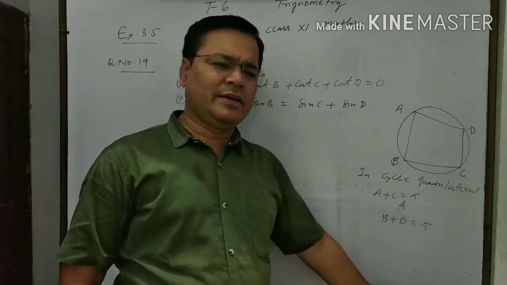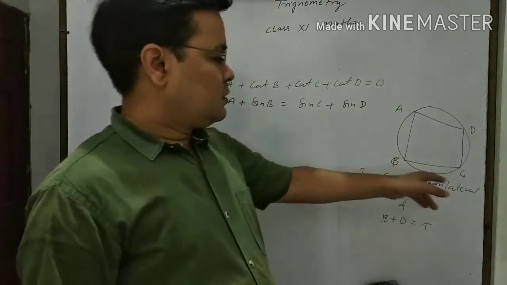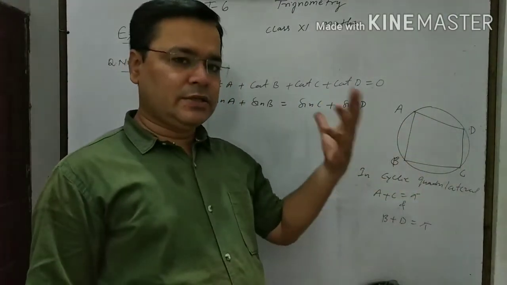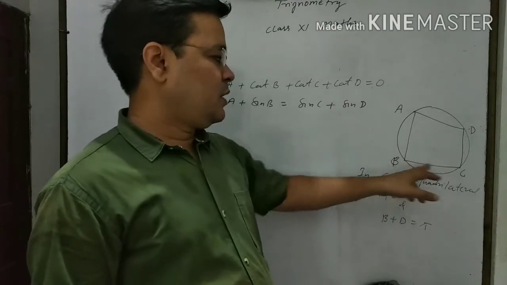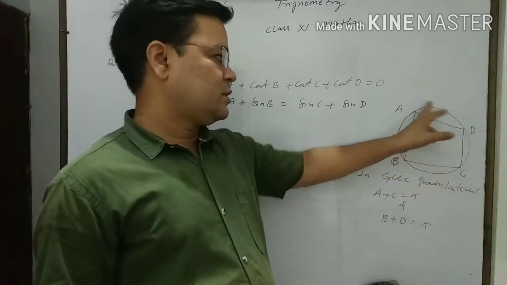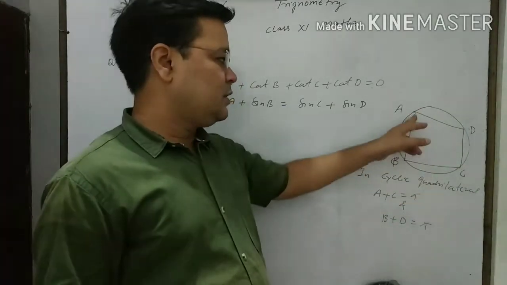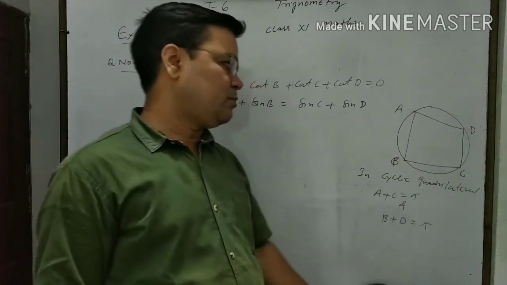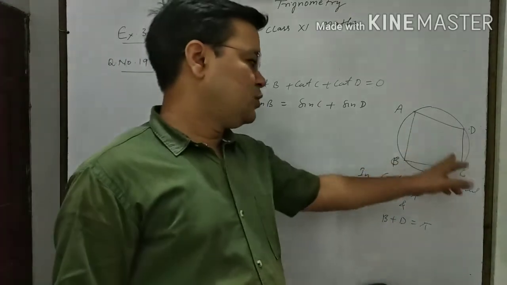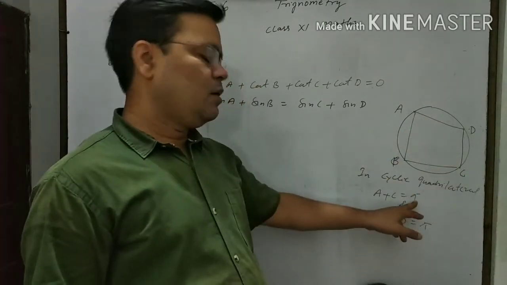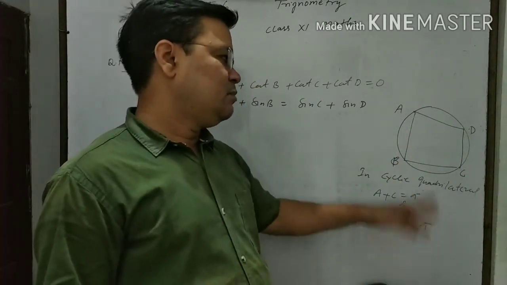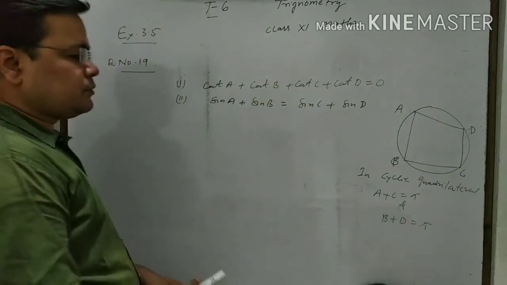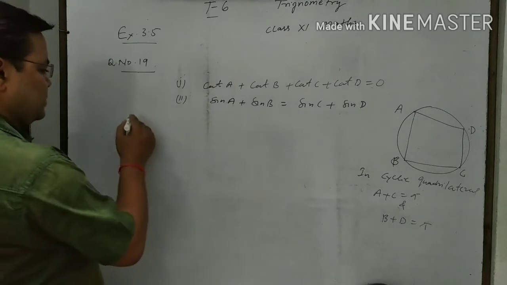Class 10 circle, remember. A cyclic quadrilateral is what? A quadrilateral in a circle such that the vertices of the quadrilateral touch the boundary of the circle. In this condition, A, B, C, D will be a cyclic quadrilateral. And what is the property? The sum of opposite angles is equal to pi, meaning 180 degrees, meaning they are supplementary. So here, how do we solve it? Prove it.